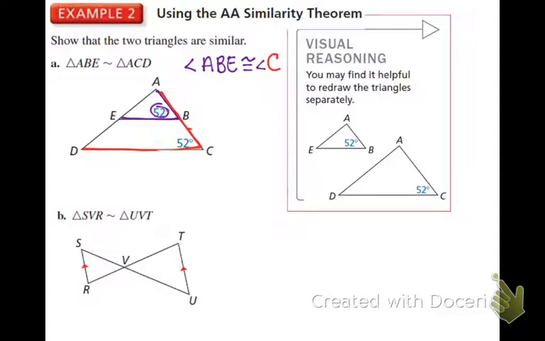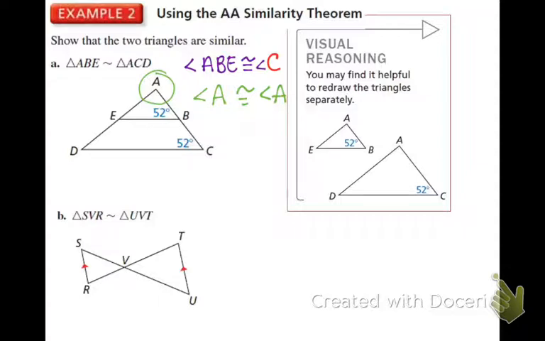Can anybody guess where the second pair of congruent angles is? Where they meet, right? They both meet at A, right? So angle A is congruent to angle A. Because they both share that angle, it's congruent to itself.